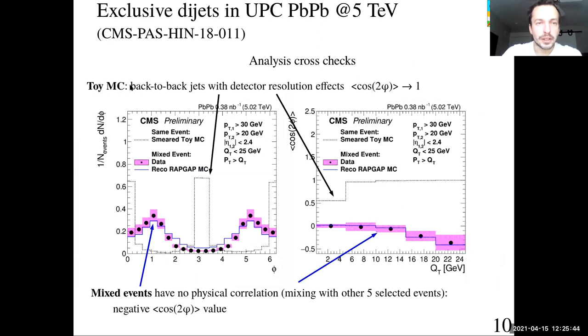First of all, we look at two Monte Carlo in which back-to-back jets are modeled and then smeared with detector resolution effects. And we see they have very clear peaks at zero and pi, and also reach the maximum possible value of the average cosine 2 phi equal to one very quickly. And we also look at mixed events that should have no physical correlations, by mixing the leading jet with subleading jets from five other events, and we result in the negative correlation that can be expected.